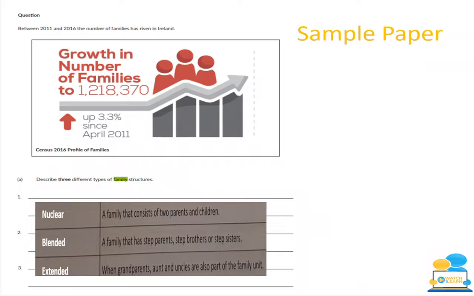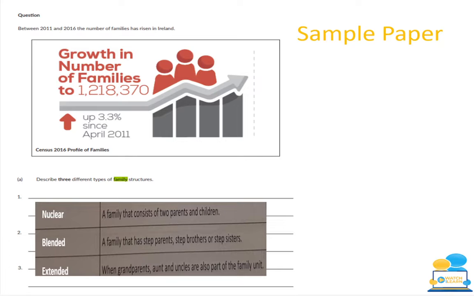So I have nuclear and I have, for example, a family that consists of 2 parents and children, followed by blended, which is a family that has step-parents, step-brothers or step-sisters. And if I want, I can give an example of a famous family. Number 3, I wrote down extended. So this is when you've grandparents, aunts, uncles, all part of the family unit.